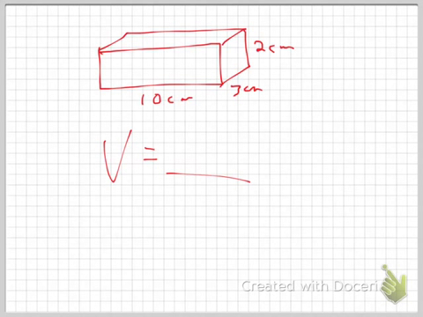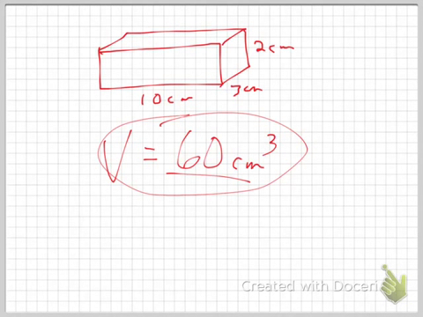What is the base? 30. The base is 30 square centimeters, right? So what's the height? 2 centimeters. So then what is the volume here, Sladen? Cubic centimeters. You would say it like this: that is 60 cubic centimeters. Make sense? You could say centimeters cubed, but the proper lingo is cubic centimeters.